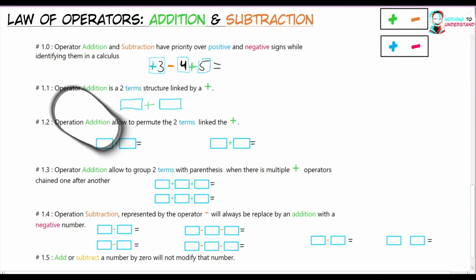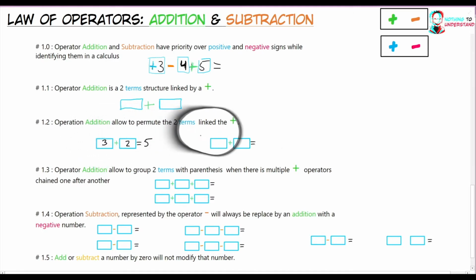So what are the laws linked to the addition operator? Addition operator is very friendly because you can do whatever you want with it. So what do I mean by whatever you want? So let's take a simple example. If I do 3 plus 2, I can permute the two terms and I will get the same answer. So if I do 3 plus 2 equal 5, and here if I do 2 plus 3, I also get equal 5.